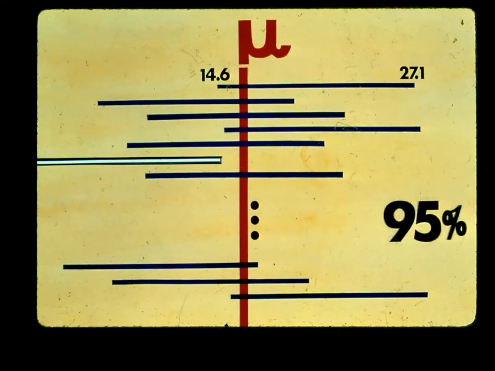The only interval out of the 10 illustrated which does not contain mu is the one highlighted. Nine out of 10 intervals which contain mu is about what we should expect if the intervals are 95% confidence intervals. More generally, we would expect 95% of all such intervals to include mu within their limits.